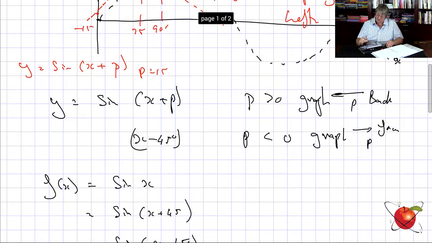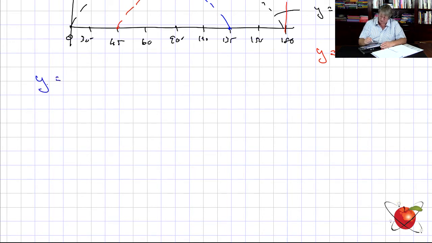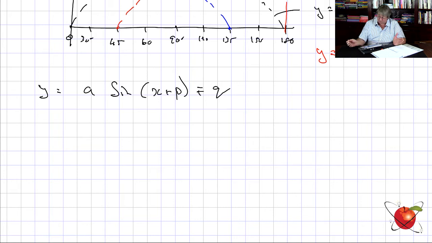So you actually have to draw them. There's no other way. Once you've drawn one or two, just remember. Let me rewrite it again just for the heck of it. y is equal to a sine of (x plus p) plus or minus q for the moment.